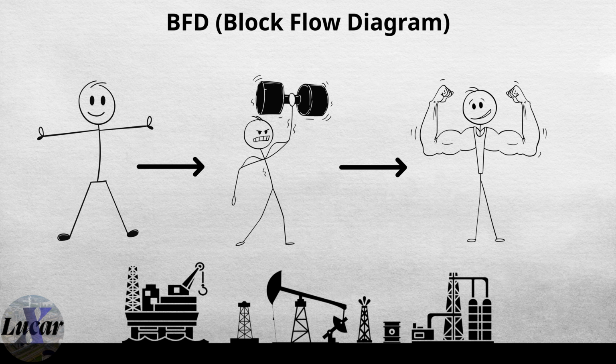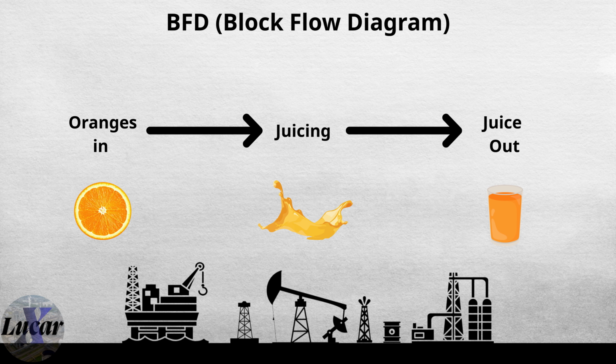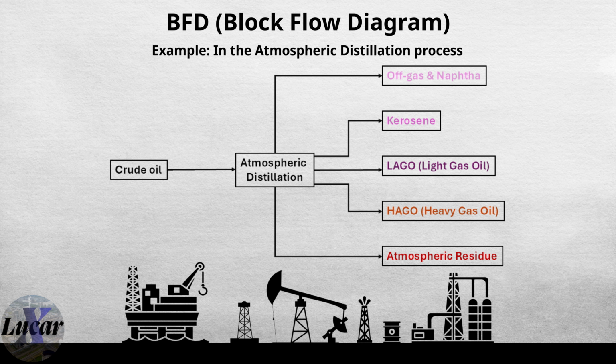First, block flow diagram, or BFD, the easiest one. Think of it like a rough sketch of the process story, only the main parts. Example, in making orange juice, block 1, oranges in, to block 2, juicing, to block 3, juice out. Technically, a BFD uses blocks to represent major process steps and arrows to show material flows. A block could be crude distillation, reformer, or hydrotreating. The arrows show the main flow direction, feed in, products out, and the overall sequence of the process.